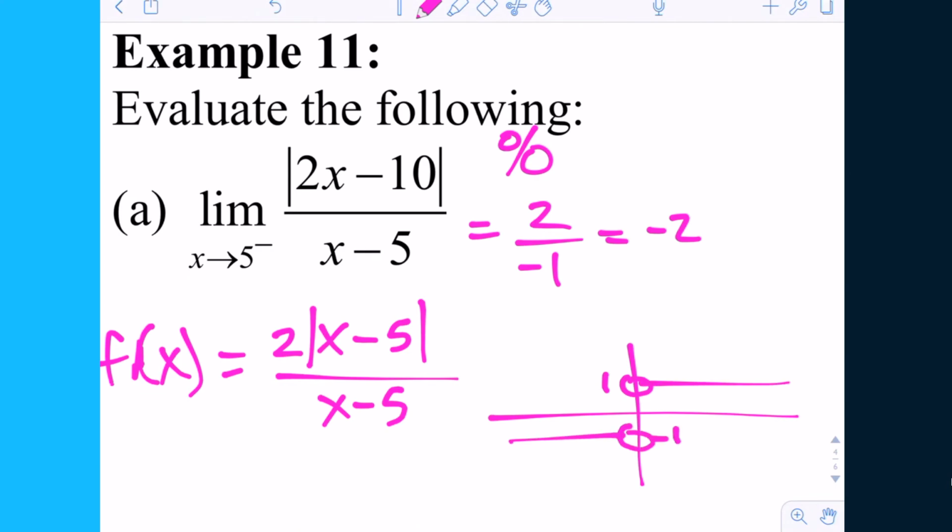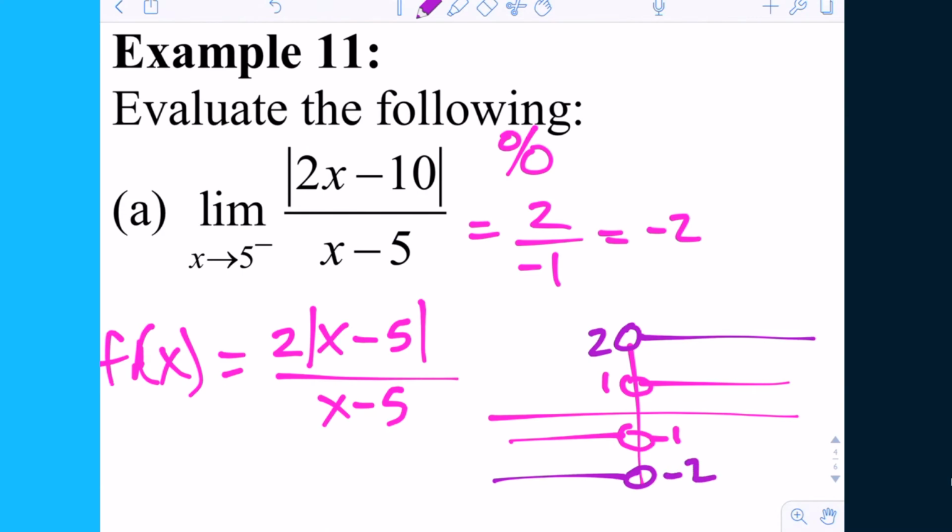What, first of all, does multiplying any function by 2 do to it? Any function. 2 times the whole thing makes it vertically stretched by a factor of 2. So instead of 1 and -1, we're stretching it by a factor of 2. So now it's 2 and -2.